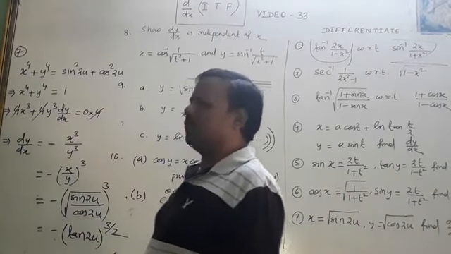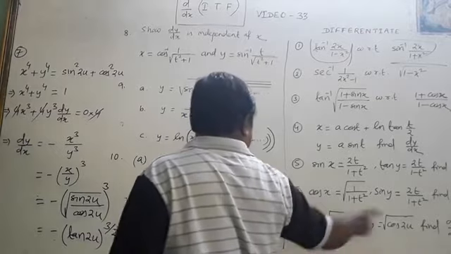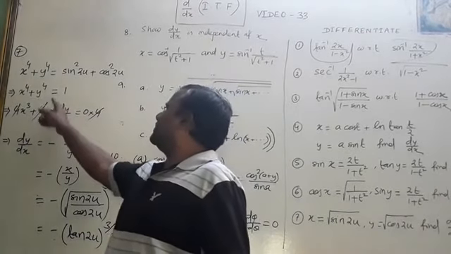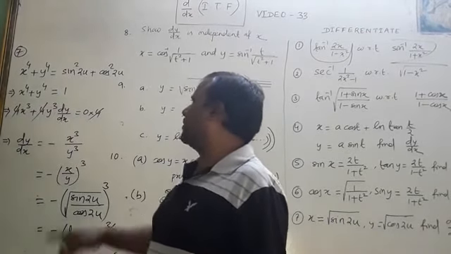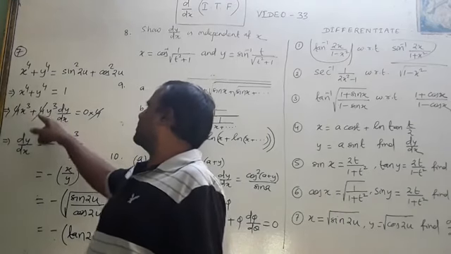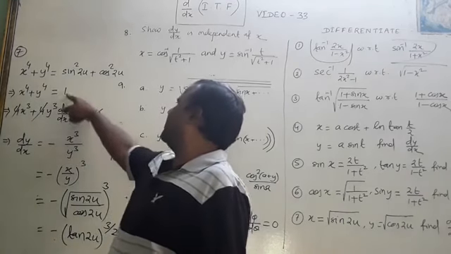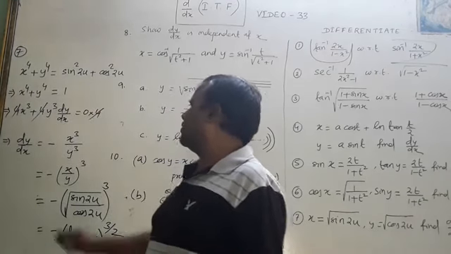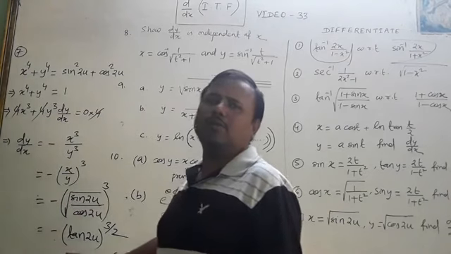Differentiate. Our aim is to find dy by dx. So differentiate this line with respect to x. It becomes 4x cube, plus 4y cube dy by dx, and the derivative of 1 is 0. So dy by dx is minus x cube by y cube.